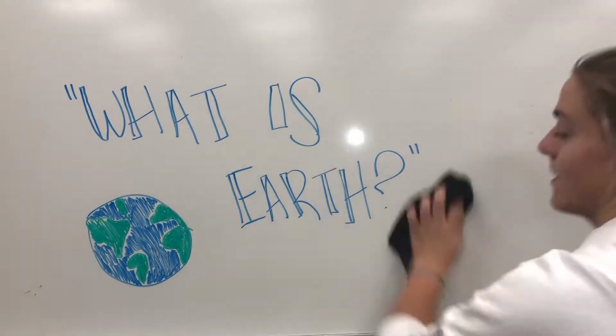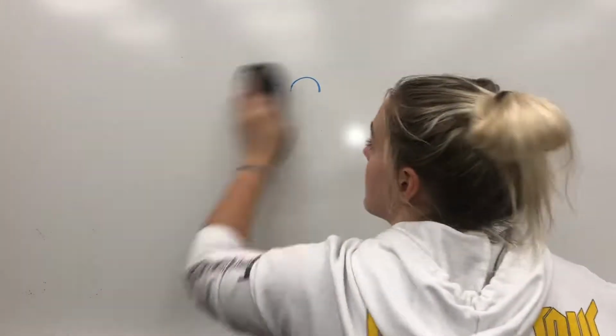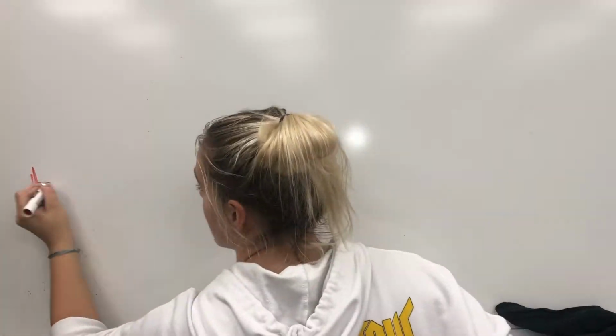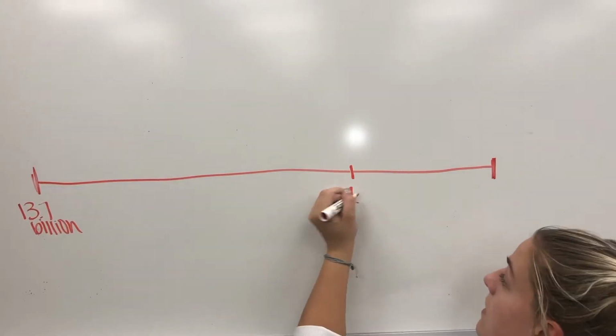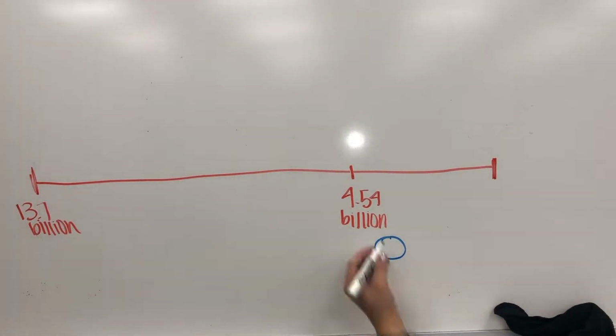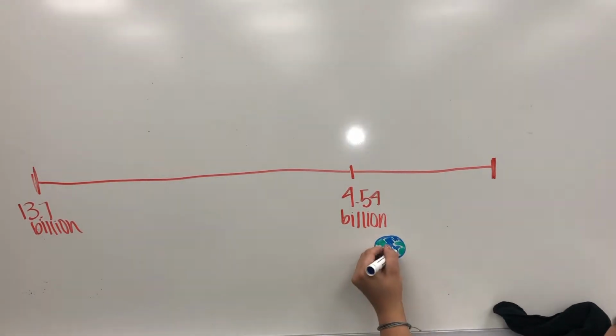Earth is 4.54 billion years old. This is about a third the age of the entire universe, which is 13.7 billion years old. This seems quite hard to imagine, but let's see if we can start from the beginning.